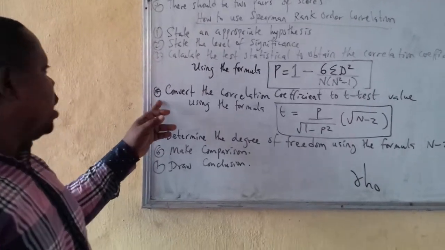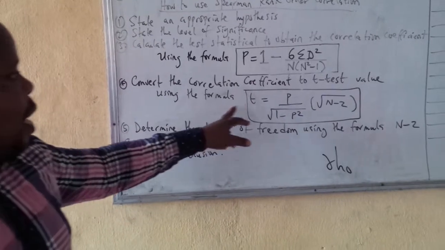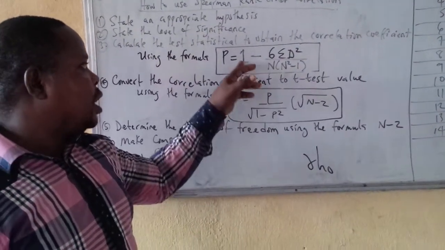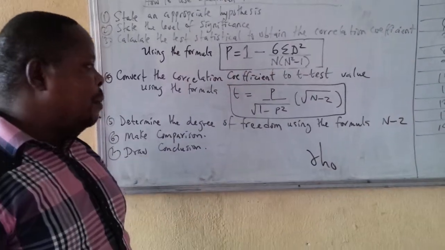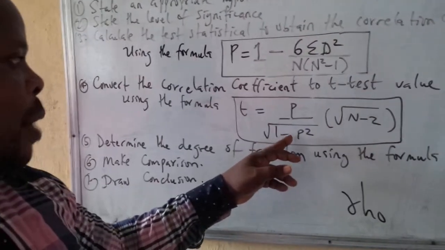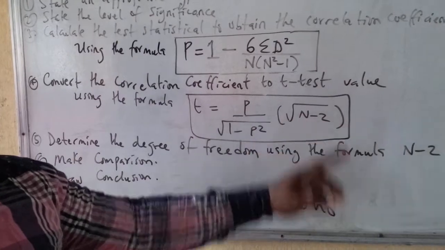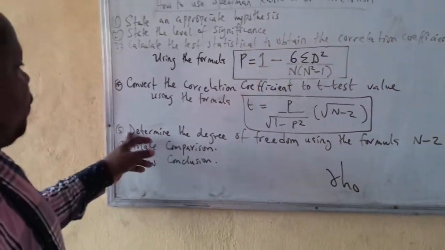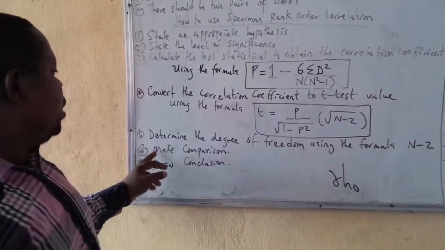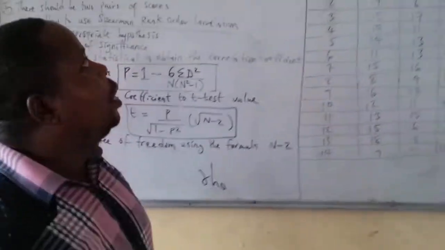And then step 4, convert the correlation coefficient to t-test value using the formula. T is equal to P. Anywhere you see P, you know that it's talking about the Spearman correlation, all over square root of 1 minus P squared, into square root of N minus 2. And then 5, determine the degree of freedom using the formula N minus 2. And then 6, make comparison. And 7, draw conclusion. Okay?